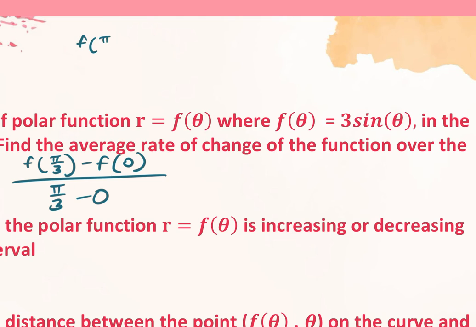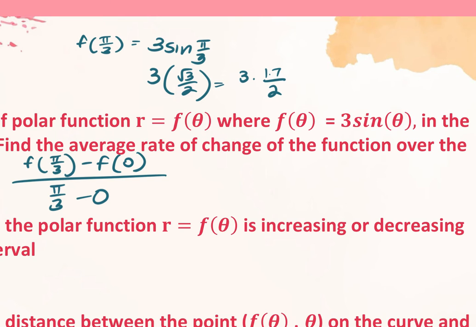So f of pi over 3 equals 3 times sine of pi over 3. What's the sine at pi over 3? Root 3 over 2. So there's a couple different ways to do this. I can make 3 over 2, 1.5, and multiply it times 1.7. But this would be 3 times root 3 over 2, and we said yesterday we would approximate that to be 1.7. You could even make it 1.8 if you wanted life to be easier and make it a rounded number. It's an estimate, so it's fine, okay?